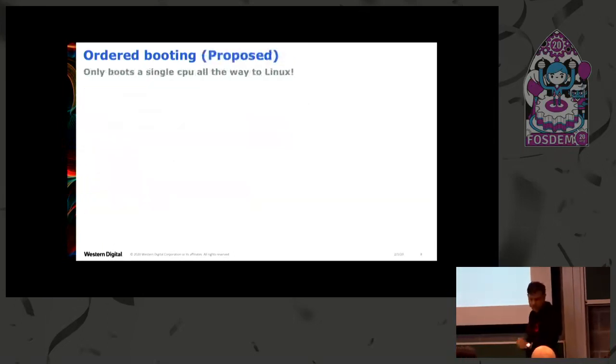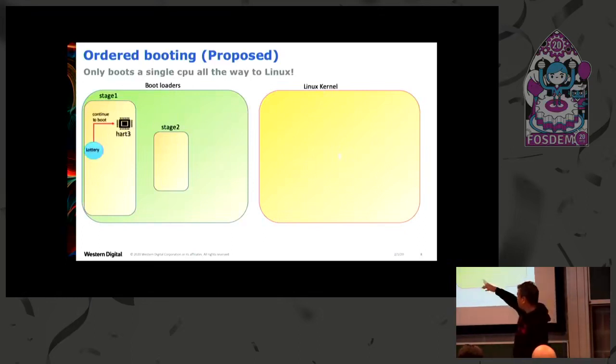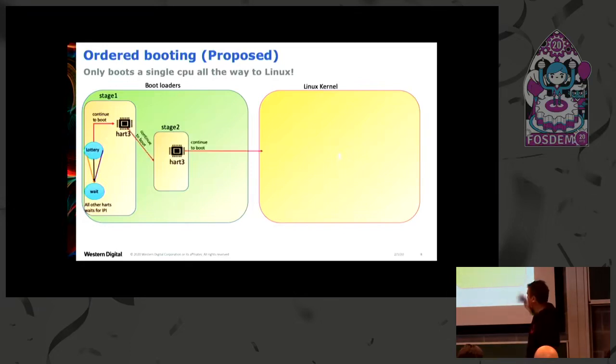Now, how does ordered booting look? Let's say there's a bootloader and the Linux kernel, with two stages. The first stage will have a lottery, because otherwise you would have to assign a boot hart, which may not be available. That hart number may not be available in a system. So one lottery is okay. Then that hart gets chosen as the boot hart, and all the others go and wait there. That hart proceeds through all of the stages, goes to the next stage, and continues to Linux.